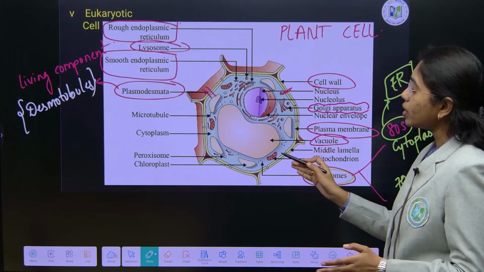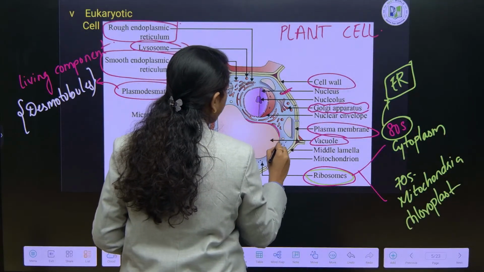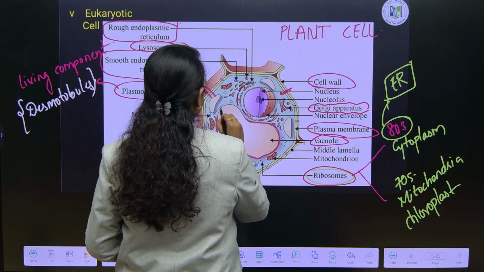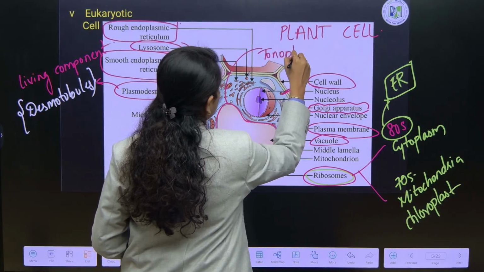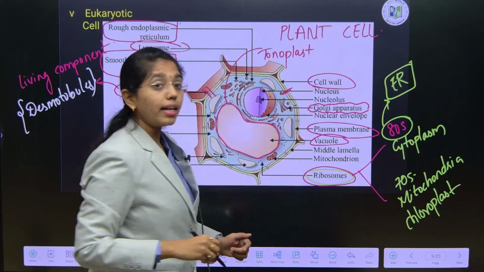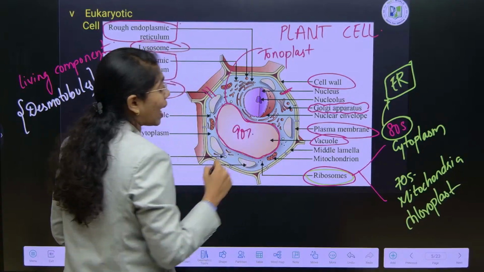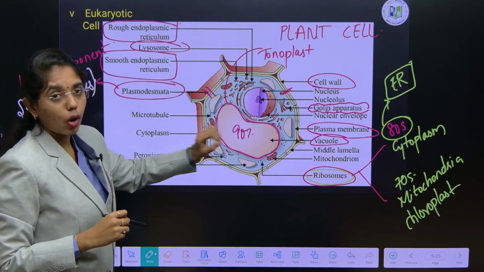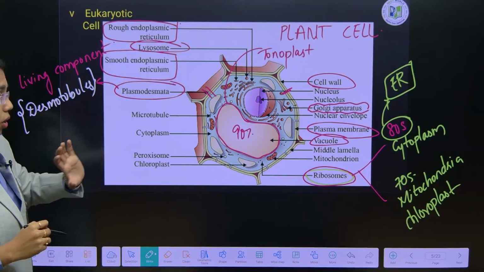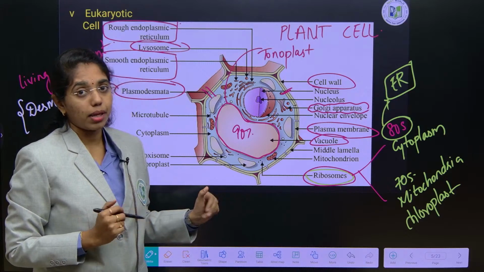Here, the vacuole is a single membrane bound organelle and the membrane which is surrounding the vacuole is known as tonoplast. Remember, the vacuole in a plant cell will occupy 90% of the plant cell's volume. Remember all the labelings properly, we can expect a diagram based question.